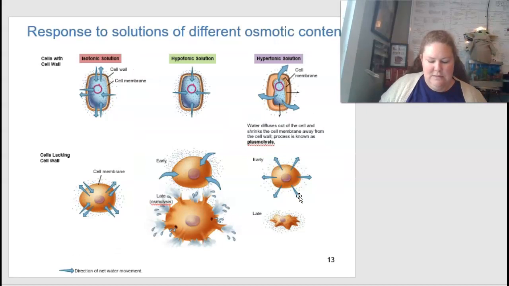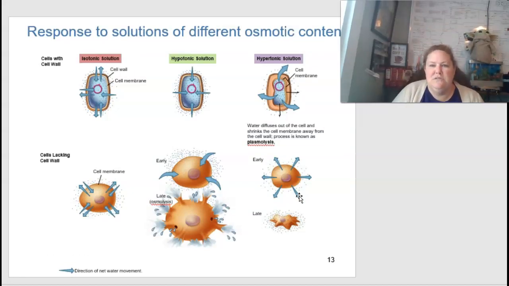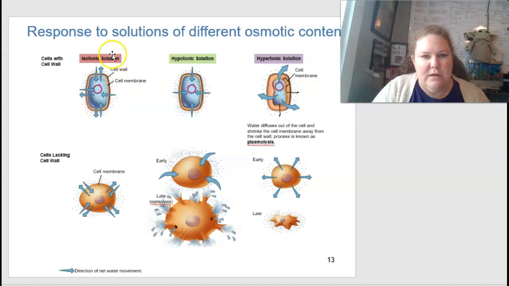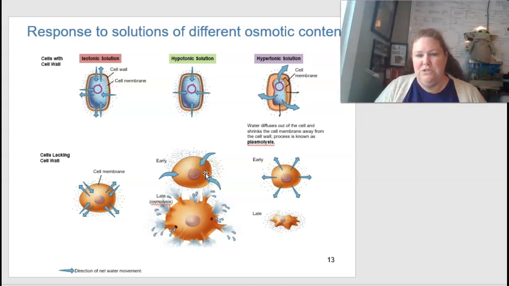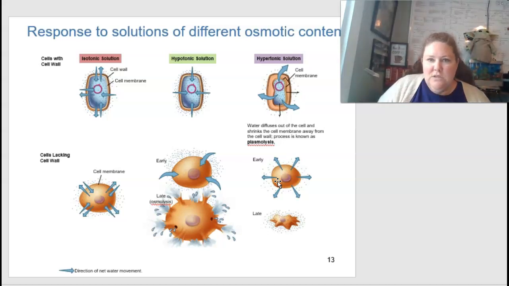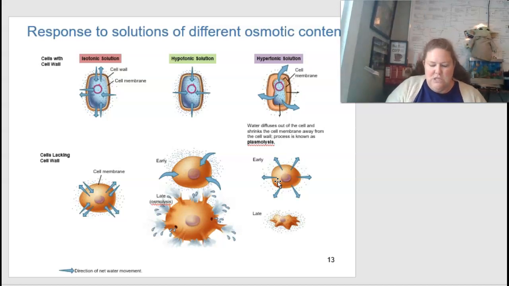So then this is figure 7.6, and this would be responses to solutions of different osmotic concentrations. If we have an isotonic solution, this means that things are going in and out a-okay, and we're going to have a normal cell. But if we have a hypotonic solution, that means that fluid is going to come into the cell where it's a lower concentration, so it's going to try to dilute it out, and that can cause the cell to explode. On the other hand, if you have a hypertonic solution, then we can draw too much water out of the cell, and it can cause the cell to shrivel up and die. So these would be examples of your osmotic content differentiations, and this is again in Figure 7.6.